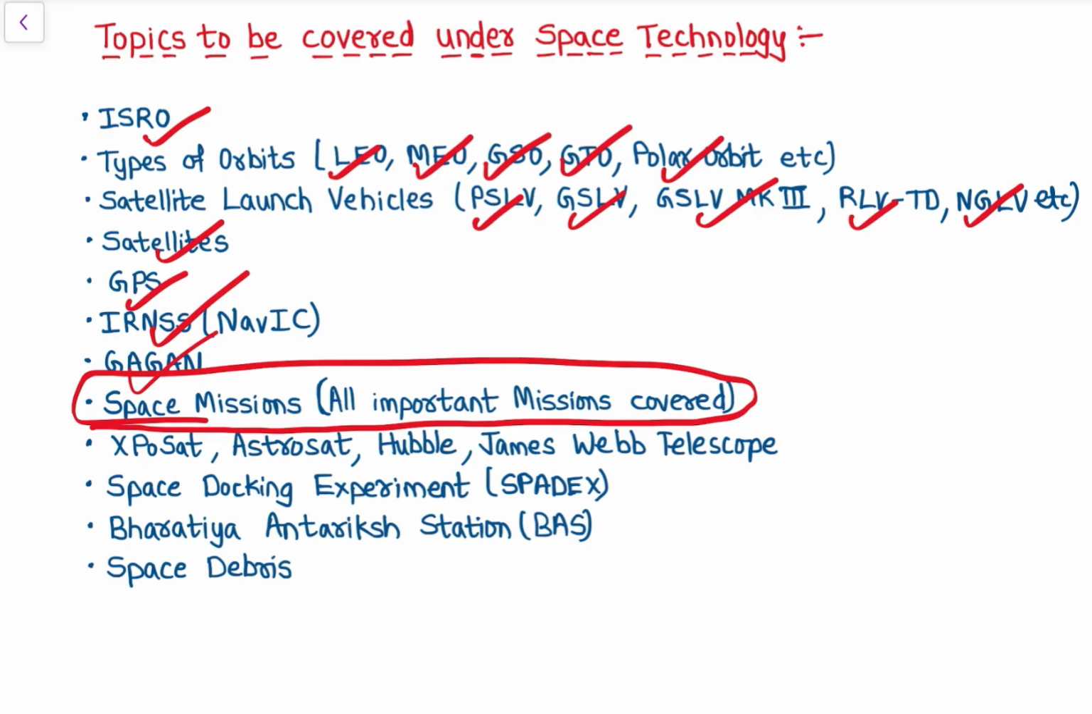Then we'll be studying Exposat, Astrosat, Hubble telescope, James Webb telescope, etc. Then we'll be studying space docking experiment, SpaceX. We'll also be studying Bharatiya Antariksh Station, and also space debris, etc. So everything related to space and technology will be dealt with in the space technology part. So first, let's go to the class notes and start with the basics.